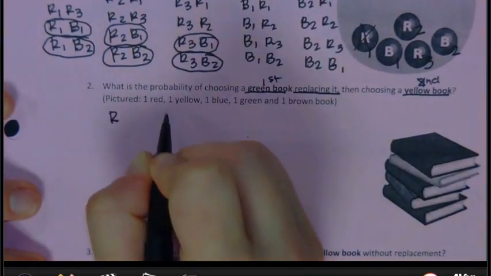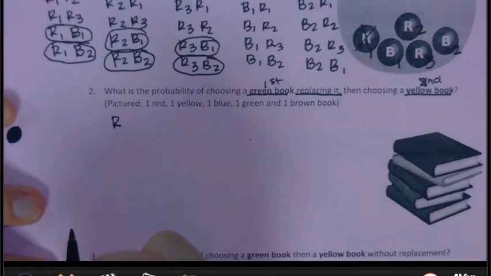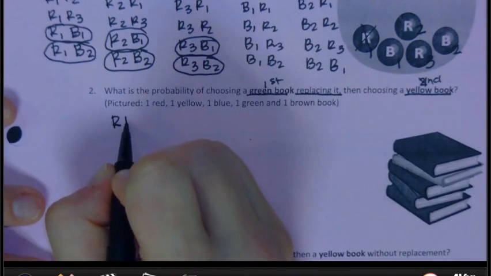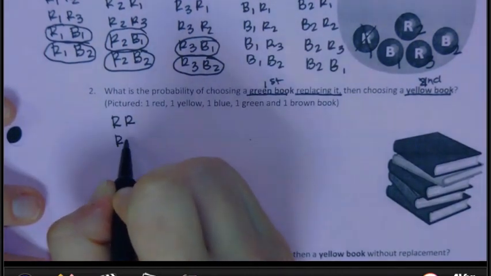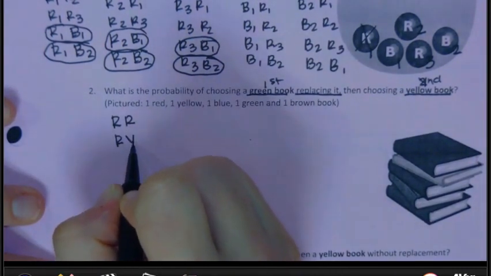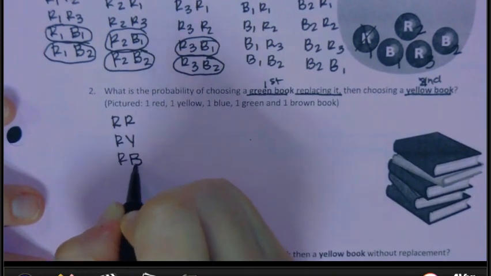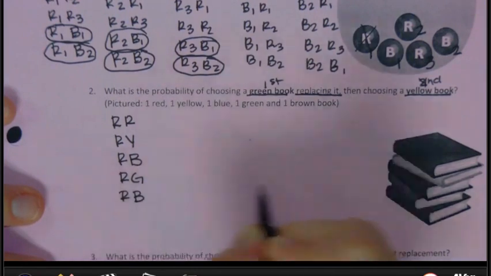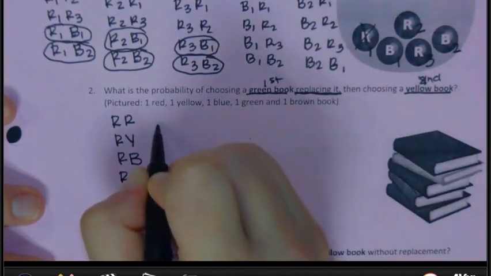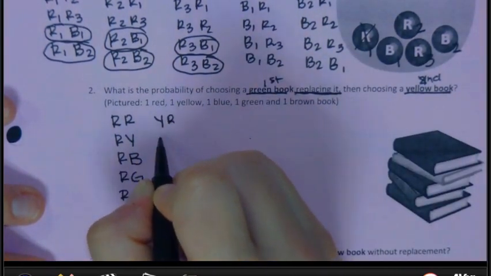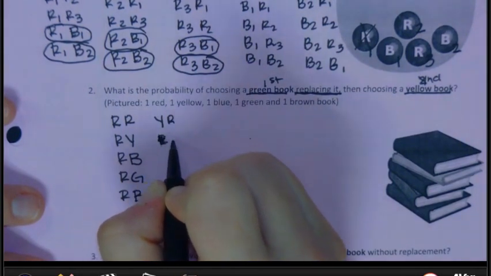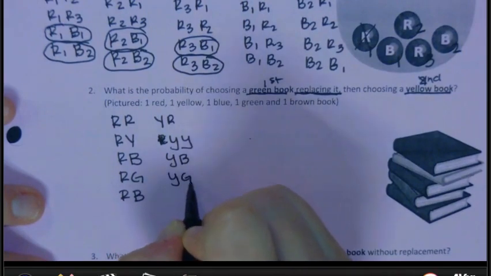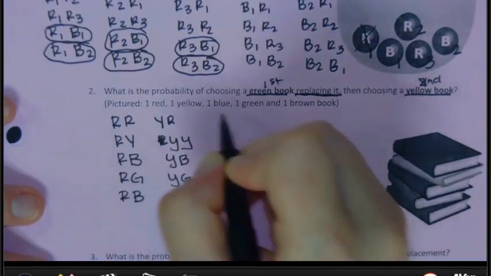So if I draw a red, can I get a red the second time? Oh, wait, no, this is replacing it. Sorry, this is replacing it. So I can draw a red, red. I can draw a red, yellow, red, blue, red, green, a red, brown. I need to replace. All right, I can get a yellow, red. Yellow, yellow, yellow, blue, yellow, green, yellow, brown.